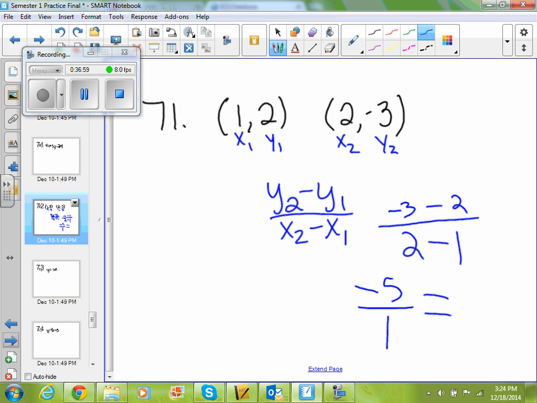Alright, so we get negative 3 minus 2 and 2 minus 1. And that simplifies, no, you're going to finish it, to negative 5 over 1. What is negative 5 over 1, guys? Negative 5. So your slope on that one would be negative 5. Yay, thank you, Connie.